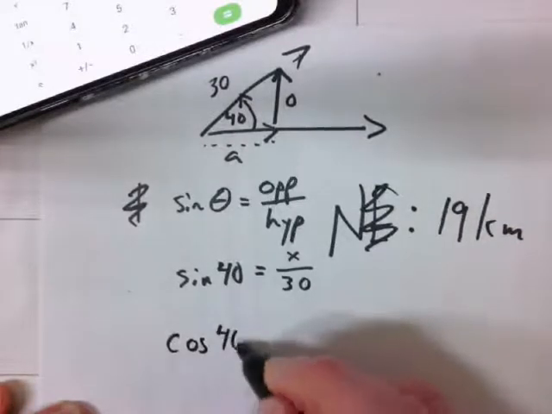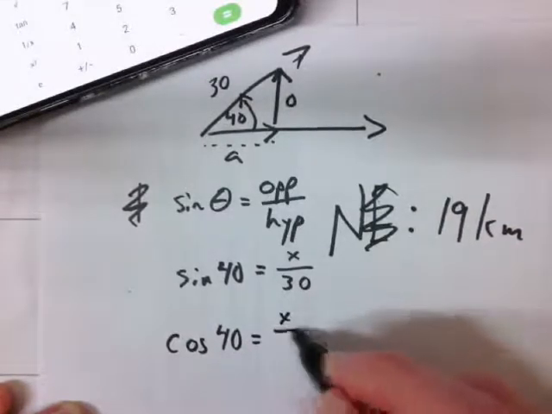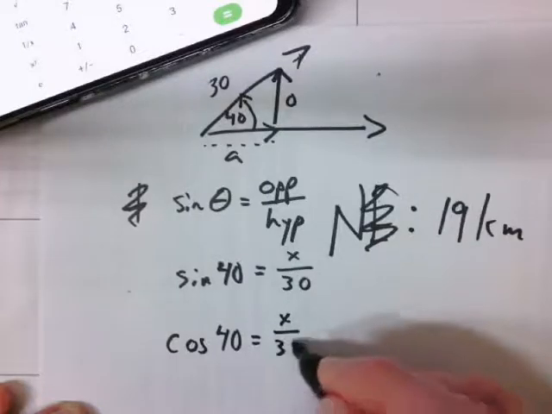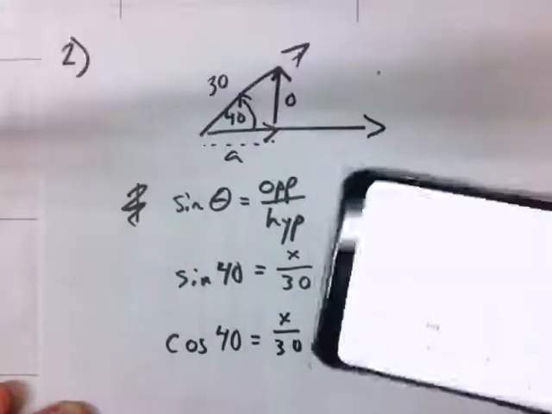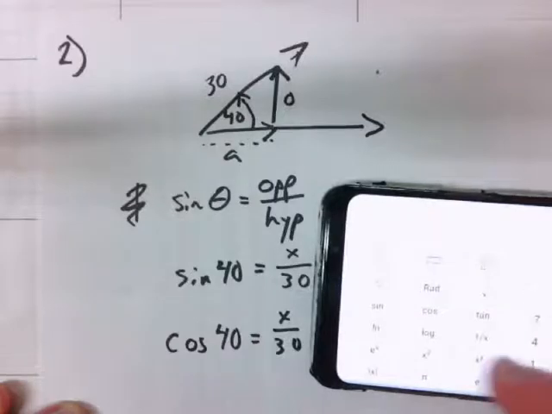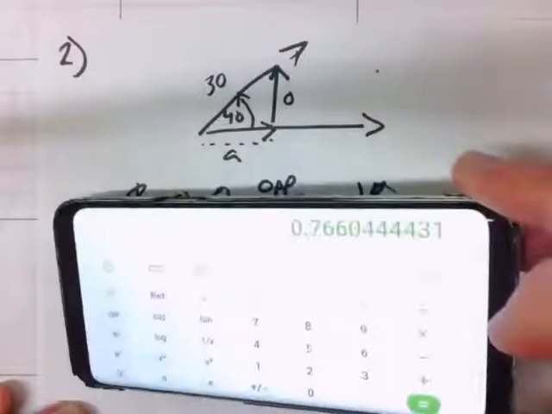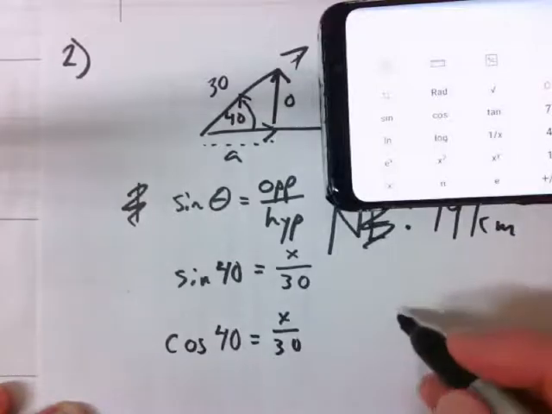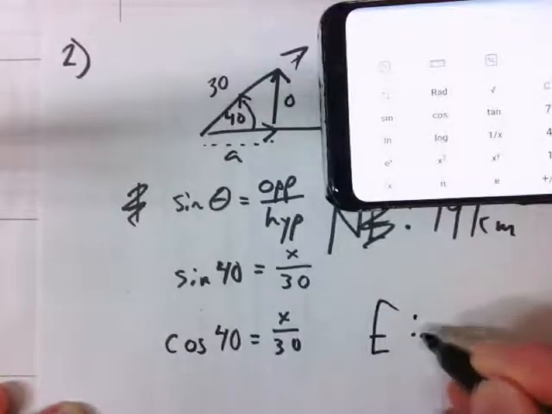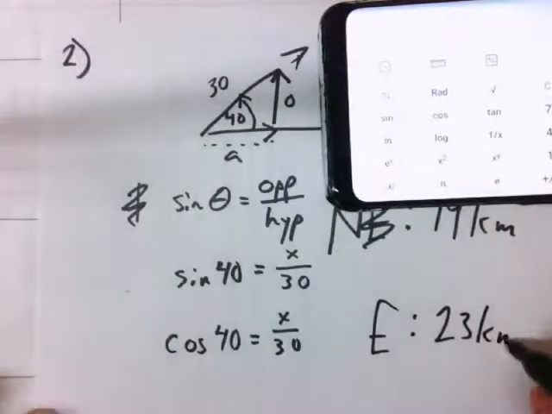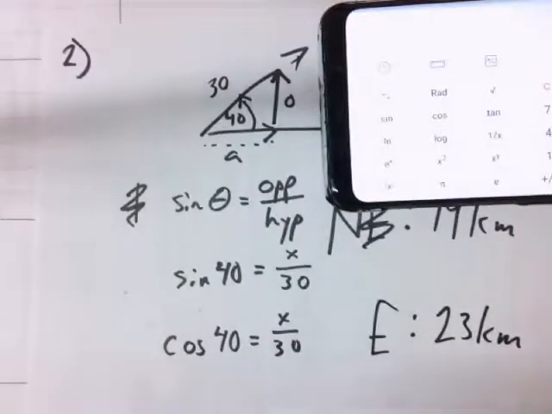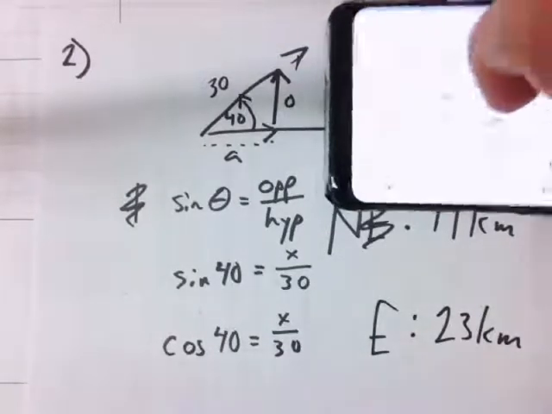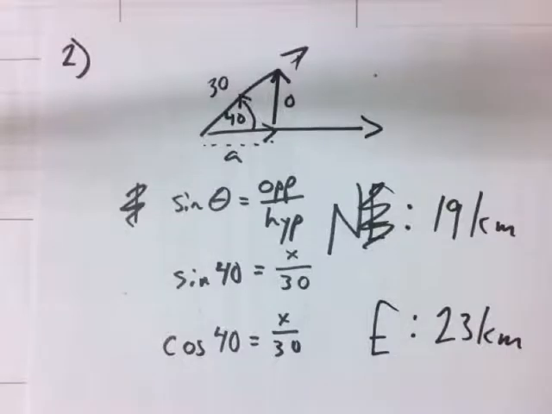Cos of 40 equals x over 30. Cos of 40 equals 0.766 times 30. 22.98, so that'll be 23. So east is a 23 kilometer jaunt. Can you dig it? I certainly hope you can.